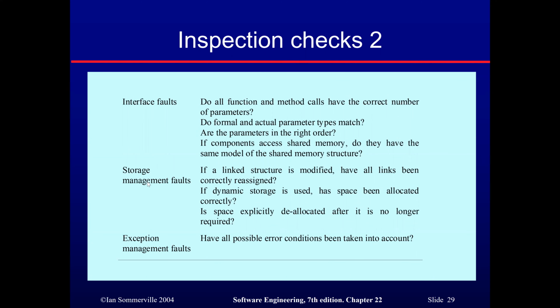Storage management faults. If a linked structure is modified, have all links been correctly reassigned? If dynamic storage is used, has space been allocated correctly? A very common error that many of us make. And exception management faults. Have all possible error conditions been taken into account? Okay, so these are some types of faults that should be in the inspection checklist.